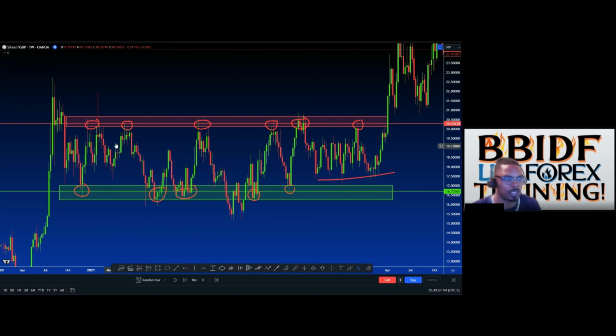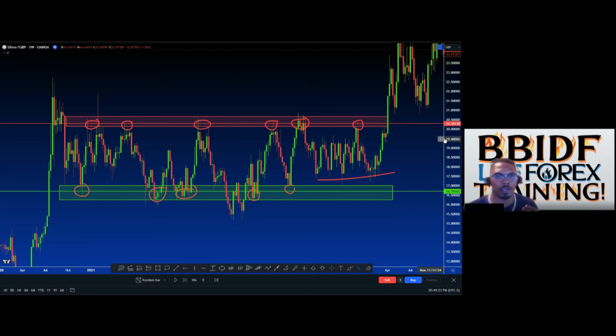But again, Leone said it best. The support area is a zone or area where price is failing to go lower than that area. The resistance is the complete opposite. Price is failing to go higher than that area. So we have what we call our resistance zone and our support zone. Again, guys, with support, the candles are going to stay above that zone. That's what makes it support. When it's resistance, the candles are going to stay below that zone. That's what makes it resistance.